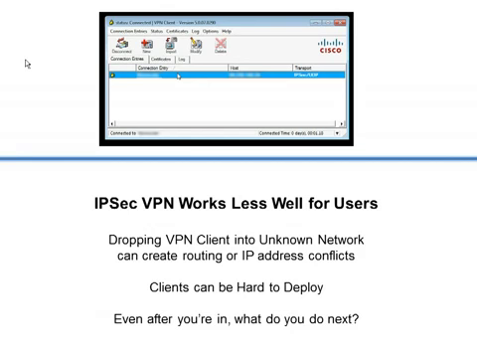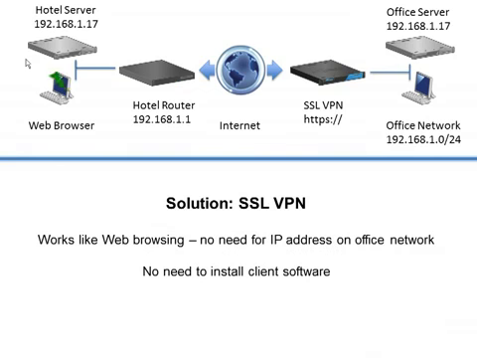The third problem with traditional IPsec VPNs is even once you are connected, what do you do next? What you can see from your IPsec VPN client is that you're connected, but now what do you do? The solution, of course, here is an SSL VPN.